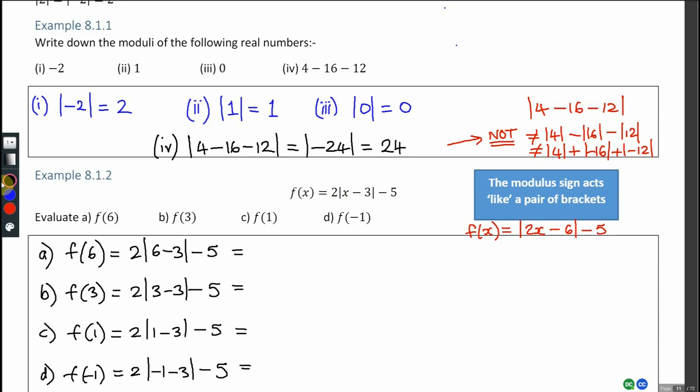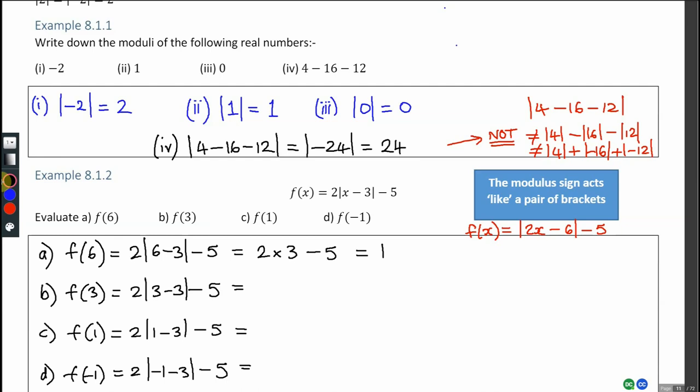Alright, so I've substituted 6, 3, 1 and then -1 into f. And you can see them there. They just need working out now. So the first one, we have 2 multiplied by the modulus of 6 take away 3. So that's the modulus of 3, which is just 3. So this becomes 6 take 5, which is just 1.